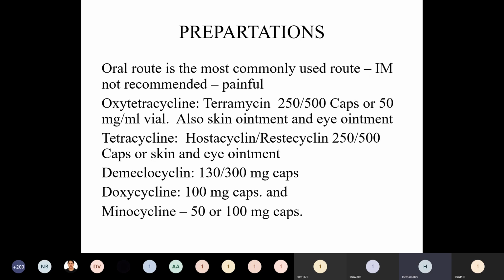Then we'll see the preparations. Oral route is the most commonly used route. IM is not recommended. As I told, it's very painful. Oxytetracycline, 250 to 500 capsules or 50 mg per ml vial. And tetracycline, demeclocycline is available as 130 to 300 milligram capsules. Doxycycline 100 milligram capsules, and minocycline 150 or 100 milligram capsules.